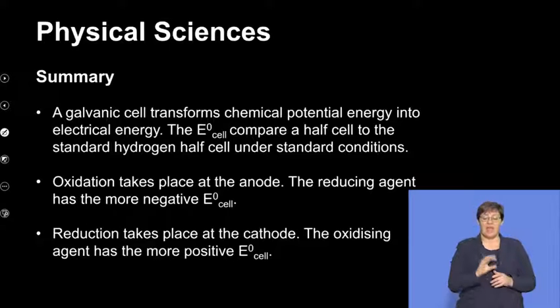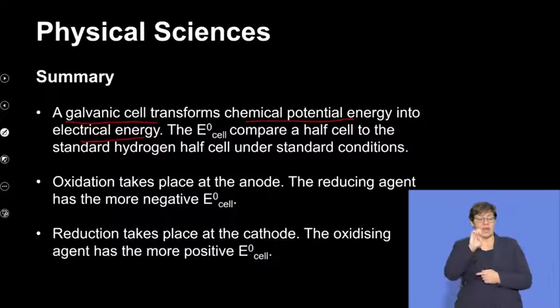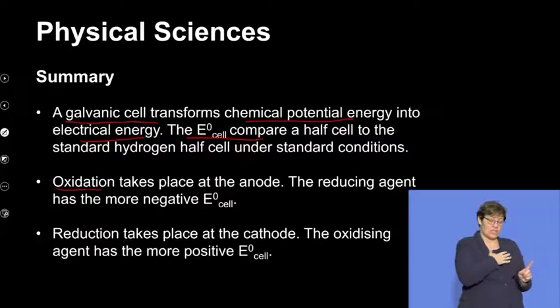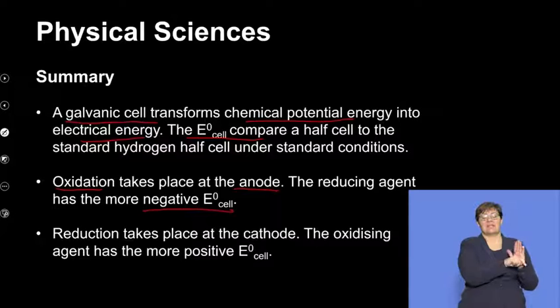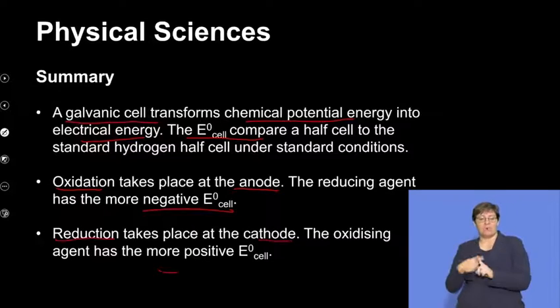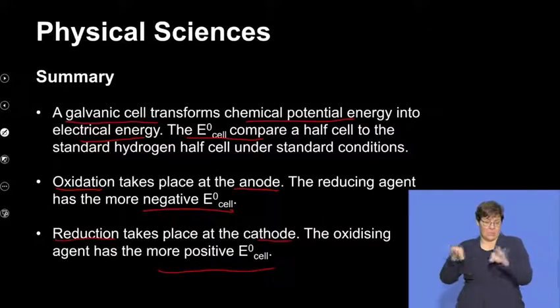Let's just summarize some details of the galvanic cell. Please remember the galvanic cell transforms chemical potential into electrical potential, and that is indicated by the E naught of the cell. Also, that oxidation takes place at the anode, very important to remember that, and that because of that, the anode is going to be the one that has the most negative E naught. Similarly, reduction takes place at the cathode, and this is going to be the more positive E naught value.